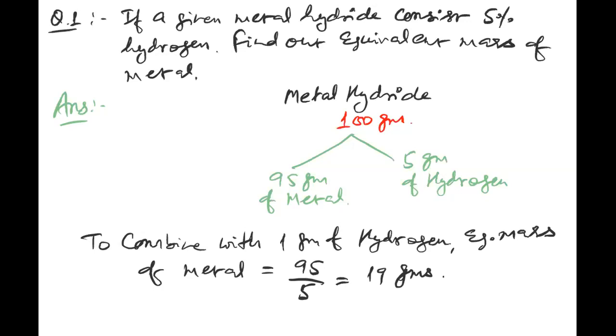If a given metal hydride consists of 5% hydrogen, find out the equivalent mass of the metal. In any metal hydride, which is let's say 100 gram, we have 95 gram of metal and 5 gram of hydrogen. To combine with 1 gram of hydrogen, 5 gram can combine with 95 gram of metal. So 1 gram can combine with 19 gram of metal, which has to be, by definition, the equivalent mass of the metal.